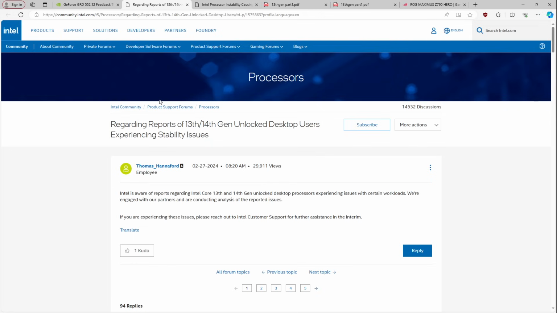Would I set the TJ max to 80 degrees Celsius? Probably not, because you're going to give up a lot of performance by doing that. But I think going from, say, 100 to 90, if there is degradation, which again, I really do find very hard to believe that Intel wouldn't be on top of, even just going from 100 to 90 degrees should help massively, because it makes a big difference.